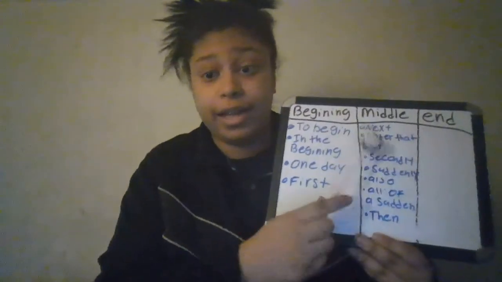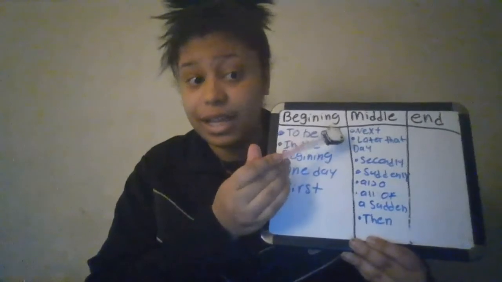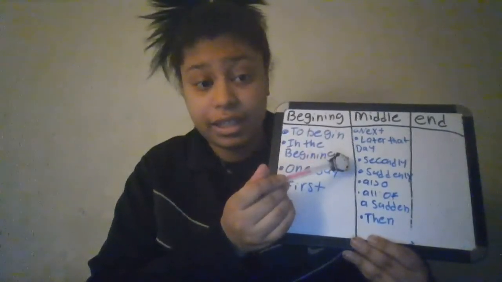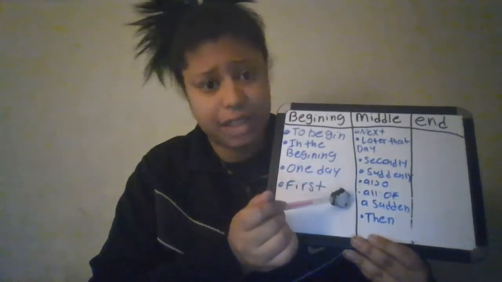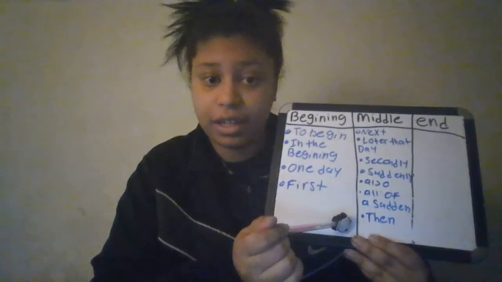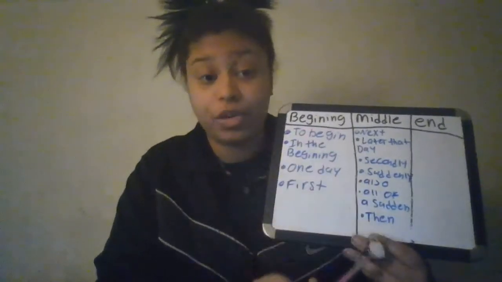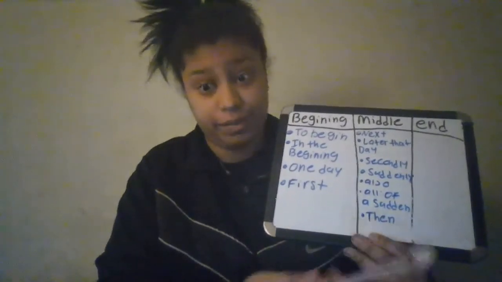In the middle, I should see words like next, later that day, suddenly, secondly, also, all of a sudden, then. These are words to let the reader know that they're in the middle of the story, and these are words that should help us also explain how the actions are going.